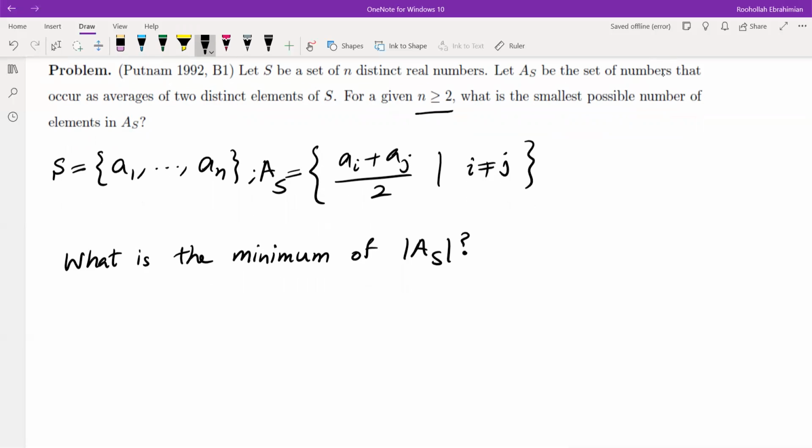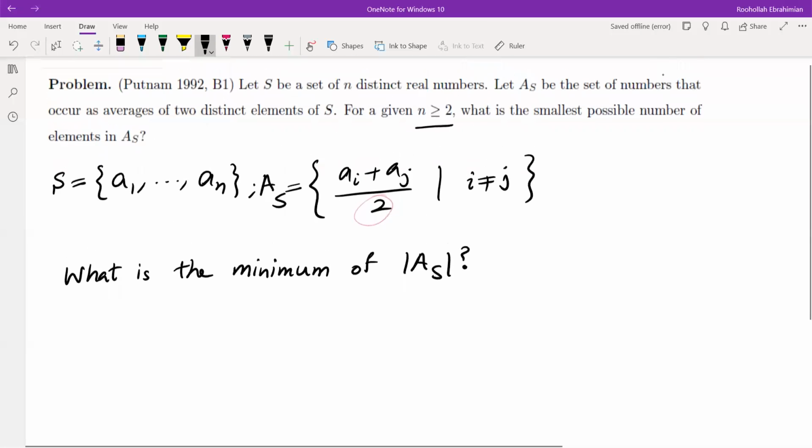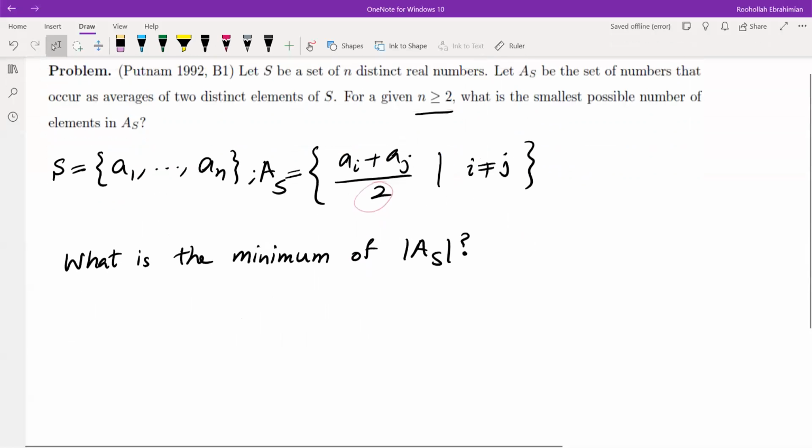Okay, and this example gives us that n is at least 2 because otherwise you can't really take the average. So one thing that I do notice before I start doing anything is that this over 2 is not really relevant, because when I'm taking the average and I'm comparing the numbers, then I could just simply multiply all of the averages by 2 so that I can just work with the sums rather than averages. So that doesn't make a lot of difference, but it might help like kind of put things into perspective.